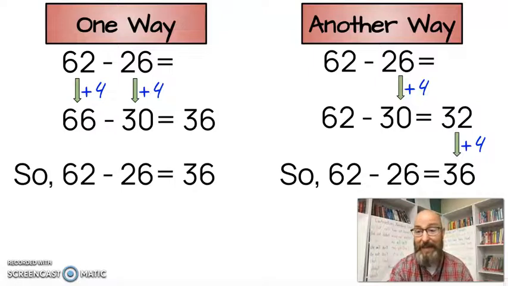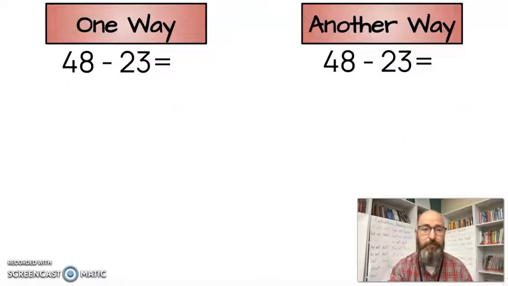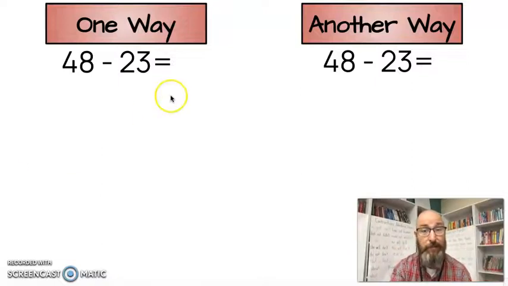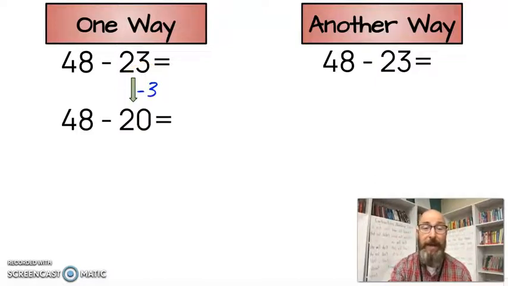Okay, last two, and then we're done. I want to make sure you see some good examples to make sure you can do this on your own. 48 minus 23. Now 23, of course, is closer to 20 than 30. So I'm going to use subtraction. How many do I take away from 23 to get to 20? Look at the ones place. It's a 3. So I'm going to take away 3. And 23 minus 3 is 20.